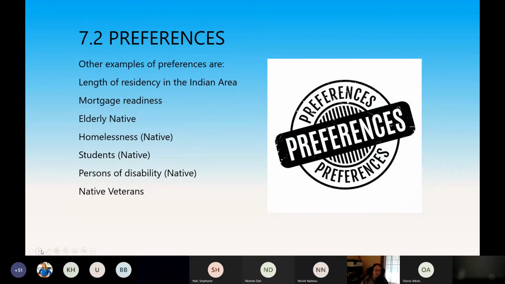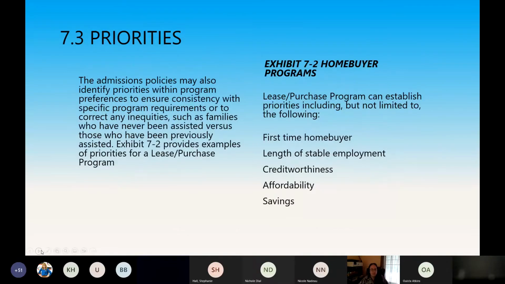Okay. Preferences. Other examples: length of residency in the Indian area. Are you going to let somebody that's never lived on your reservation take precedence over somebody that's been here their whole life, and on your list for 10 years? Mortgage readiness, elderly native, homeless native, students native, person of disability native, native veterans. Those are all different preferences.